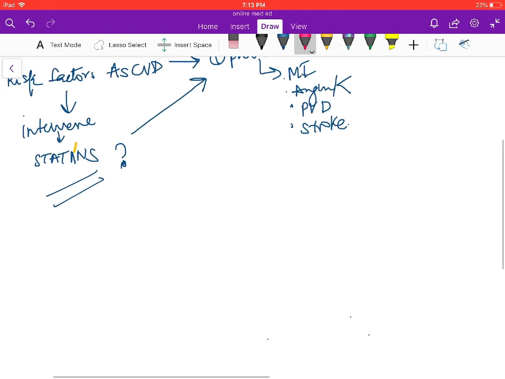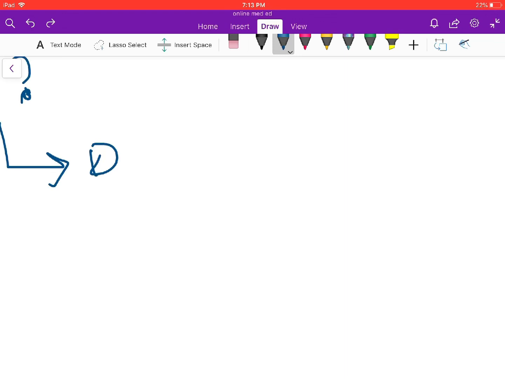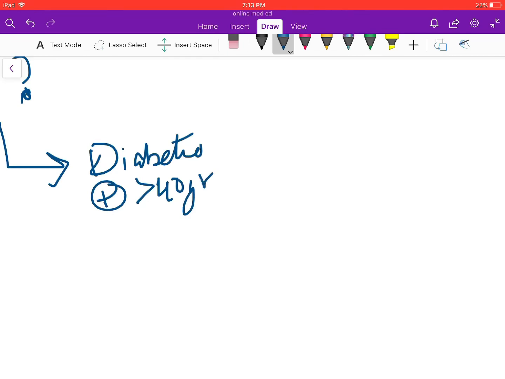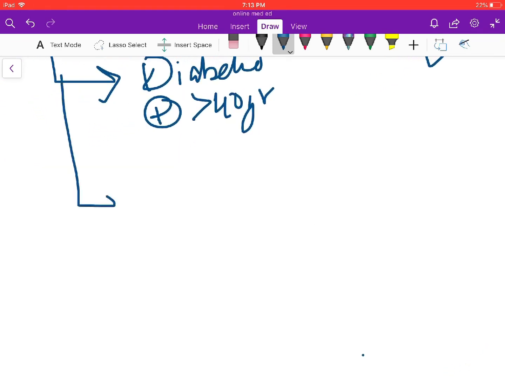Now, apart from this, there are 3 other populations which would need to be started on statins. Now, the next population is people who are diabetic and more than 40 years of age. They need to be on statins too. And third population is based on your risk for, again, CVD, more than 5%.